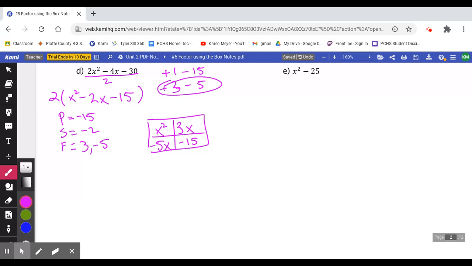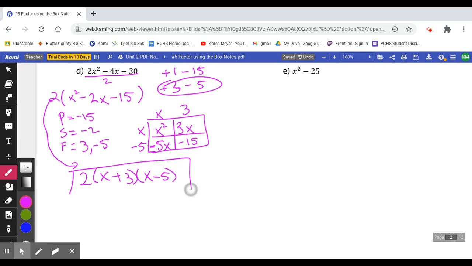Up and down. Both terms have an x. Up and down, both numbers are divisible by 3. Sideways. Both terms have an x. Oh, can't start with a negative, so I got to pull out a negative. And then both numbers are divisible by 5. So x plus 3, x minus 5. And then remember that 2 from the very beginning? We're going to take that and bring it down here and put it in front of the 2 parentheses, and we're done.